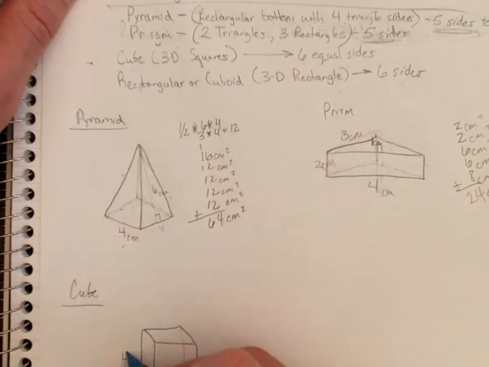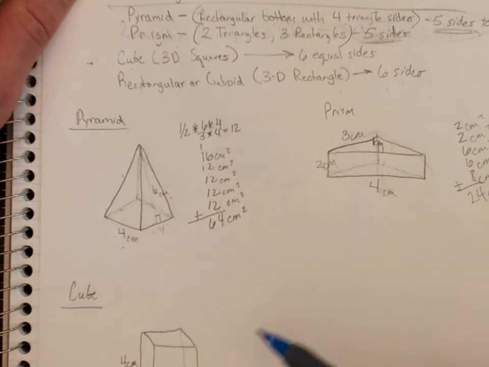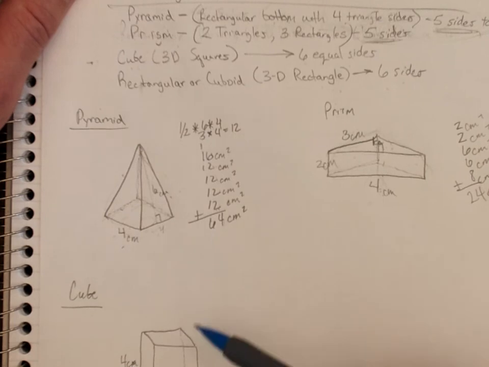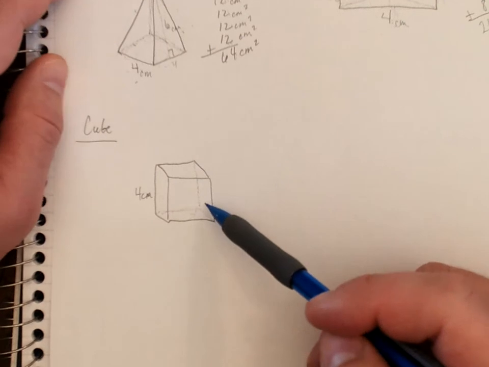And then a lot of times you'll see a measurement. You might just see one measurement because they're all supposed to be equal. I know I did my best to make this look like a perfect cube and all perfect squares, but it's a little hard drawing it freehand.